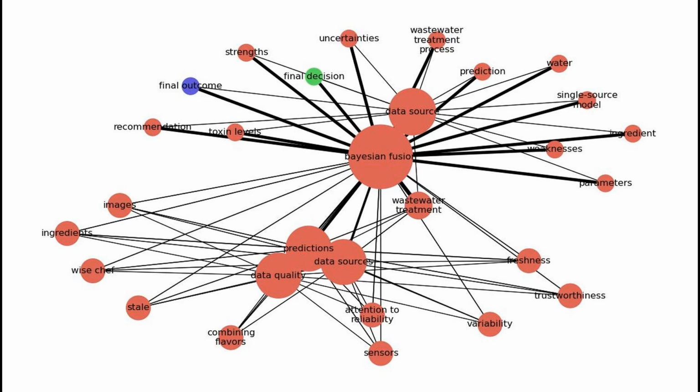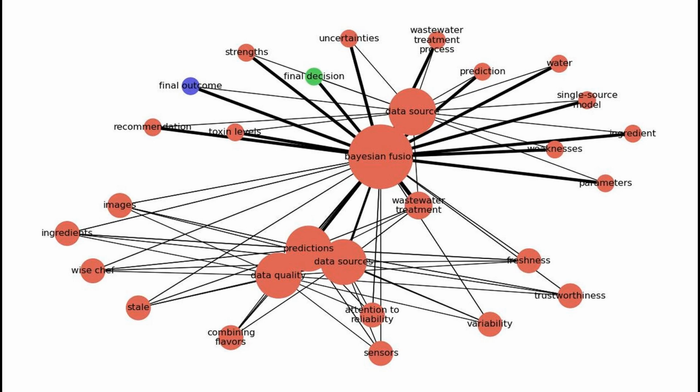Bayesian fusion is like being a wise chef who knows how to make the best dish by combining the flavors from different ingredients, but with a special twist. The chef pays close attention to how reliable each ingredient is. In wastewater treatment, we often receive data from various sources like sensors or images, but some of this data may not be very trustworthy or can vary in quality.